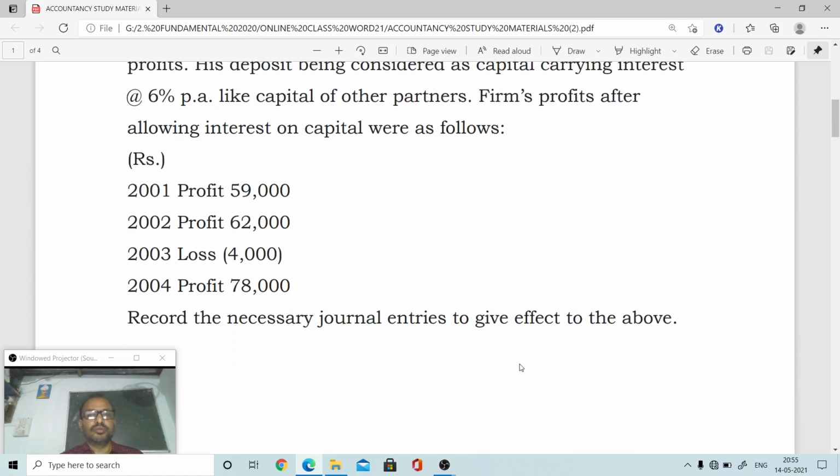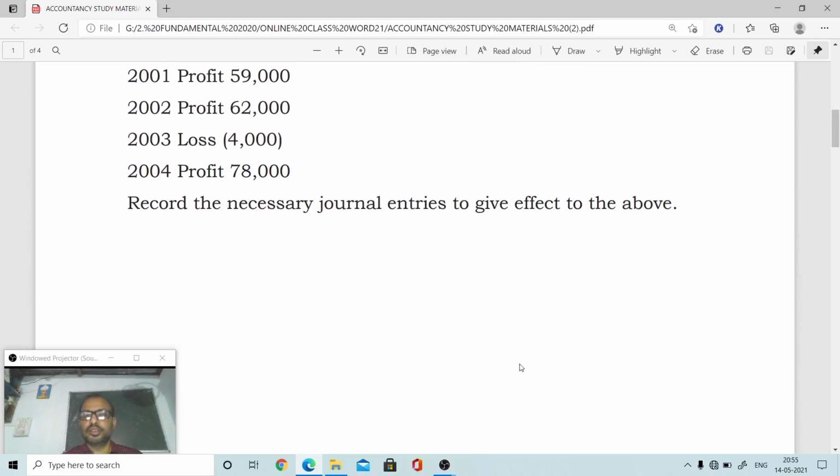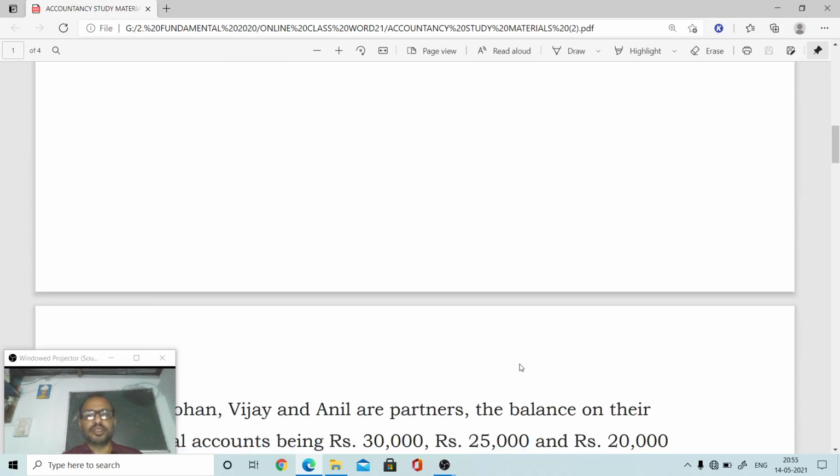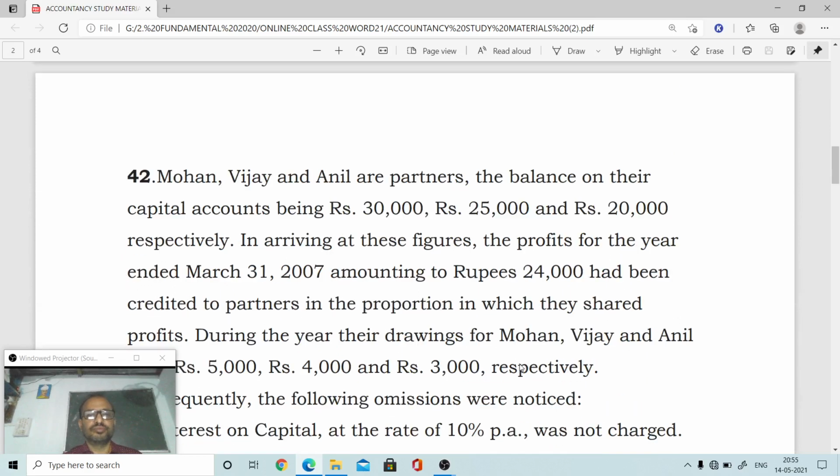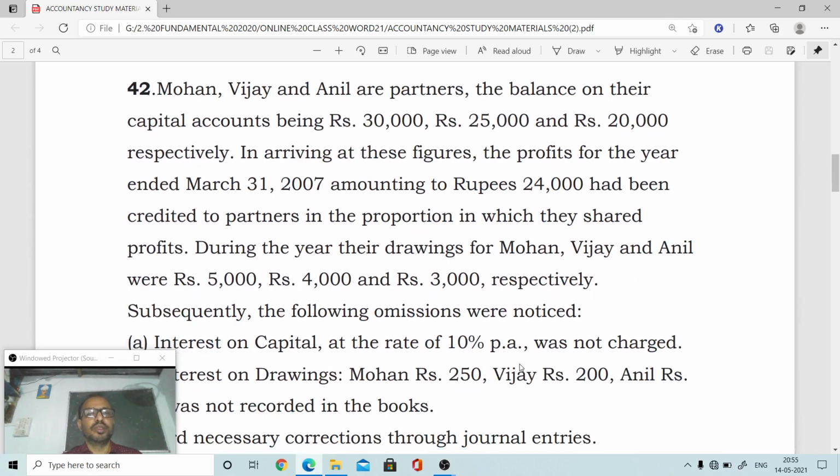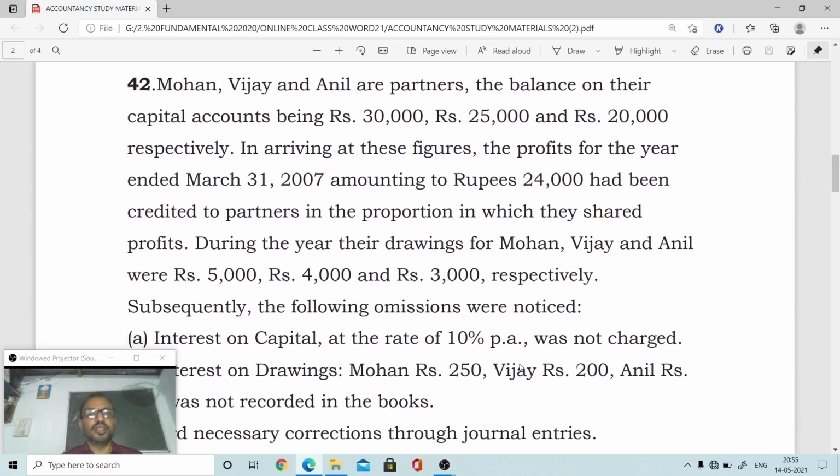We are going to consider the next problem as classwork. Here also repetition came, this type of problem we have already done. This is our problem, number 42, NCERT problem number 42.